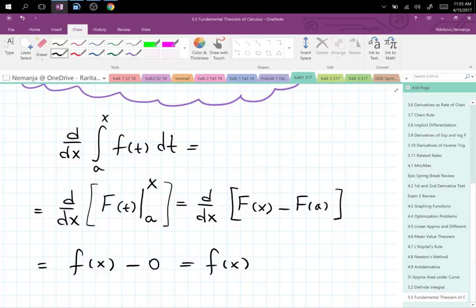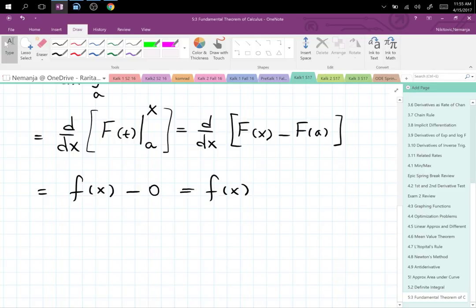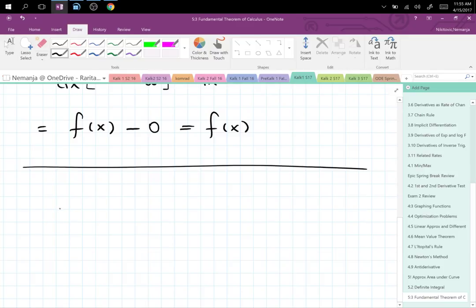And then I'm also going to do the short version of this. So say you have d dx of the integral, I don't know, from 2 to x of t squared plus cosine t dt. You should already know the answer just by looking at this. What is the answer?